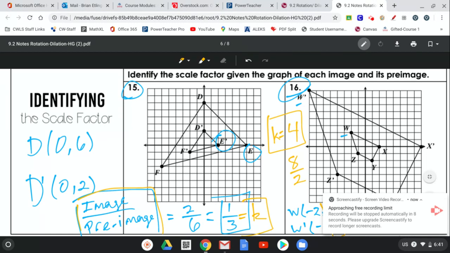All right, guys, that is it for dilations at the center. So stay tuned. We're going to finish up dilations from other fixed points to finish out section 9.2.